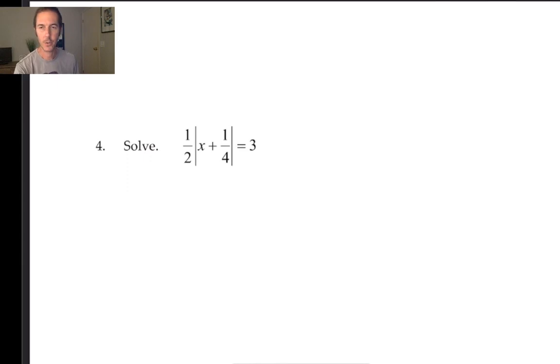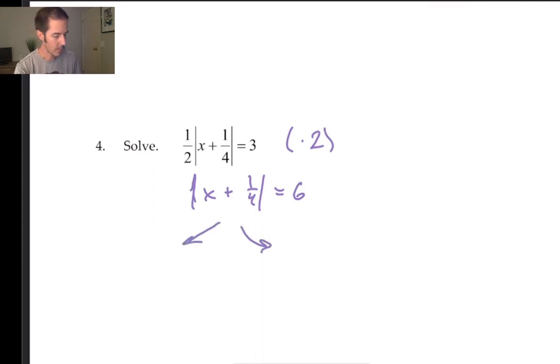Except this has an additional step before you can get started. We need to isolate the absolute value. I'll do that by multiplying both sides by 2, so that the absolute value of x plus 1/4 is equal to 6. And then you take it from there. Turn it into two separate statements. The first one without any absolute value bars is equal to 6. The second one without any absolute value bars is equal to -6. And solve from there.